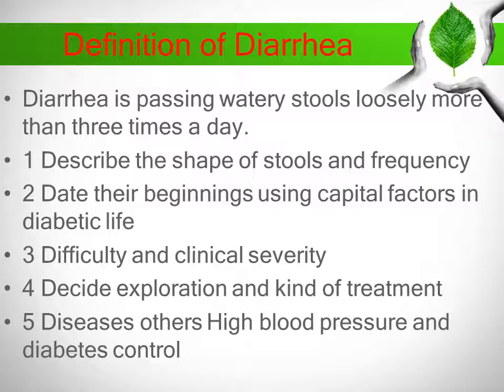And the medical doctor, when he faces this problem, has to appreciate 5 things. First, describe the shape of stools and frequency. Second thing is to date their beginning using capital factors in diabetic life. Third thing is to appreciate difficulty and clinical severity, which means fever, weight loss, and bloody stools. And fourth thing is to decide exploration and kind of treatment. And at the end, take care of other disease like high blood pressure and diabetes control.